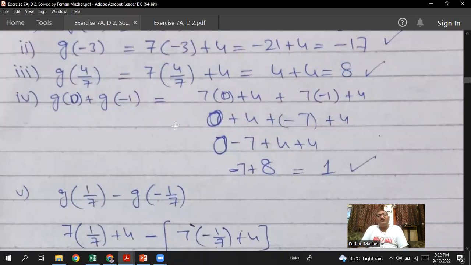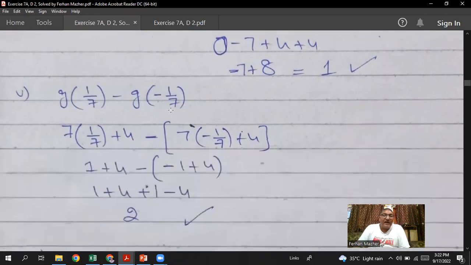So I will write 7 into 0 plus 4 and plus 7 into minus 1 plus 4. So it will be 0 plus 4 minus 7 plus 4. So it will be 0 minus 7 plus 4 plus 4, and it will be minus 7 plus 8, and that will be plus 1.